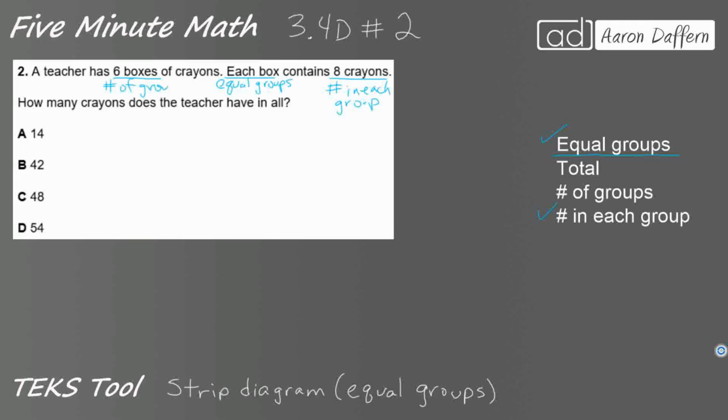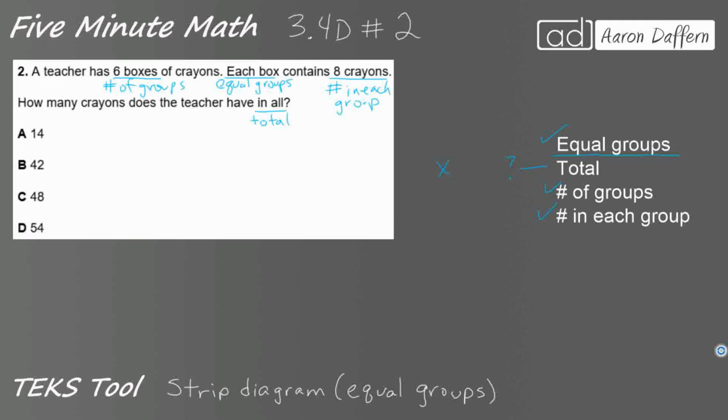All right, so we have three things now. We have our equal groups, we have our number of groups, we have the number in each group. We are missing our total, and that's being asked for in the question. How many crayons does the teacher have in all? So the unknown is our total or our whole. And that means whenever we are missing our total, this is always going to be a multiplication problem.